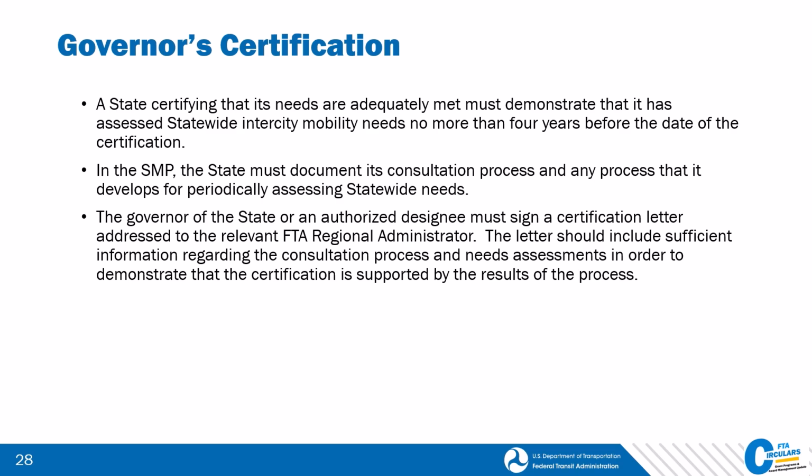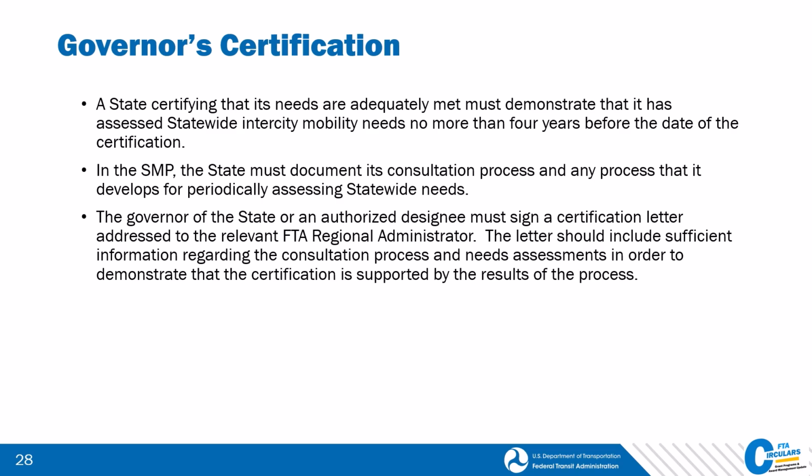The statutory provision for certification by the governor requires a statewide assessment of the intercity bus service currently available and of any existing needs. A state is required to expend at least 15% of its apportionment for an intercity bus program unless the governor of the state certifies to the U.S. Department of Transportation, after consultation with affected intercity bus service providers, that the intercity bus service needs of the state are being met adequately. A state certifying that its needs are adequately met must demonstrate that it has assessed statewide intercity mobility needs no more than 4 years before the date of its certification.